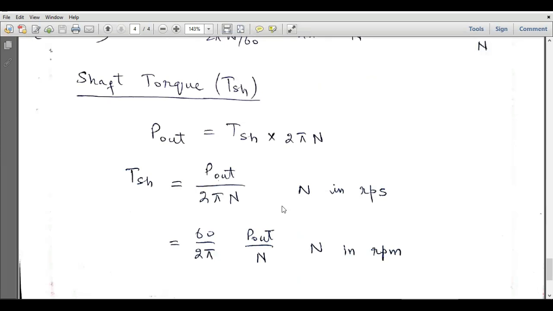And last is the shaft torque, and this is the torque which is available at the shaft, and this is also called the output torque. So for evaluating the shaft torque, we will consider the output power, and output power is equal to T shaft multiplied by 2 pi N. So T shaft will be equal to P out divided by 2 pi N, and here N is in RPS. And if we have N in RPM, then T shaft will be equal to 60 over 2 pi multiplied by P out over N.